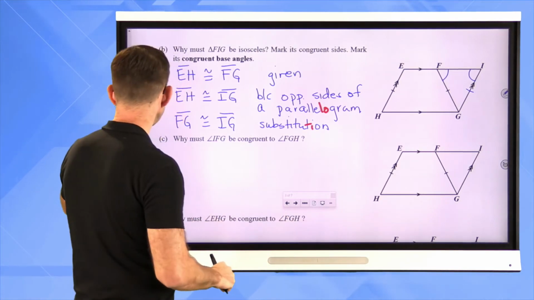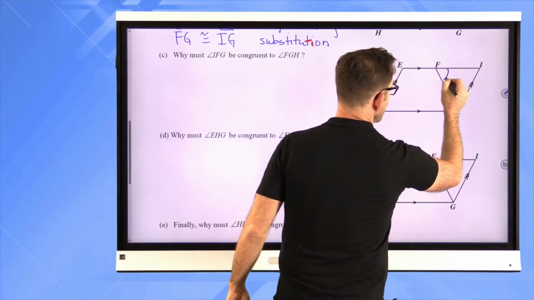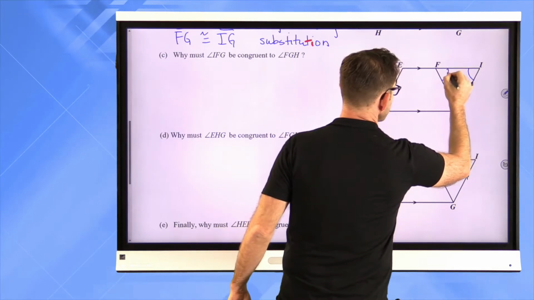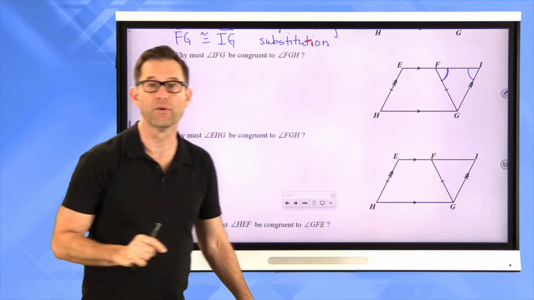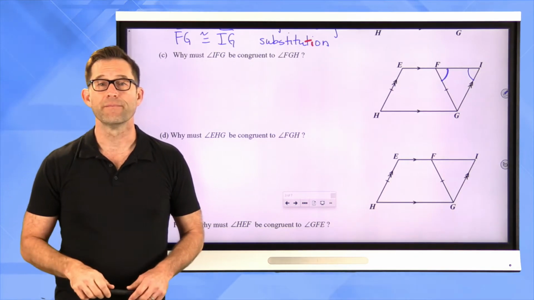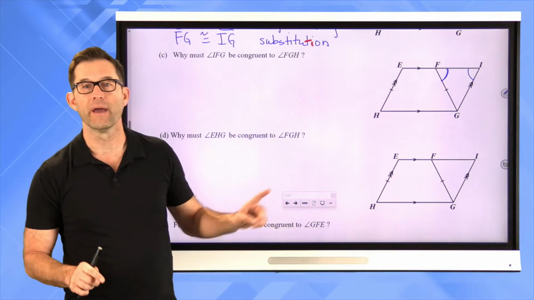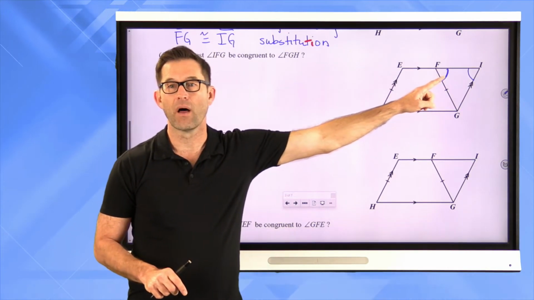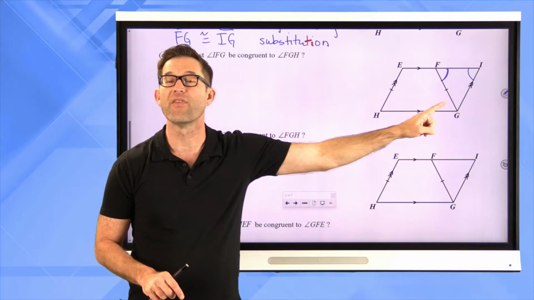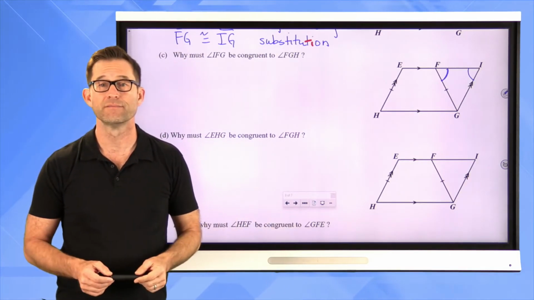Awesome. Let's take a look at letter C. Now, before we answer letter C, I'd like to mark these angles. Of course, you've just got the one diagram. I keep having it reproduced. So I'm just going to mark those two base angles being congruent. Now, letter C. Why must angle IFG be congruent to angle FGH? So now we're asking, why does this angle, IFG, have to be congruent to that angle? Pause the video now and see if you can write something down concerning that.